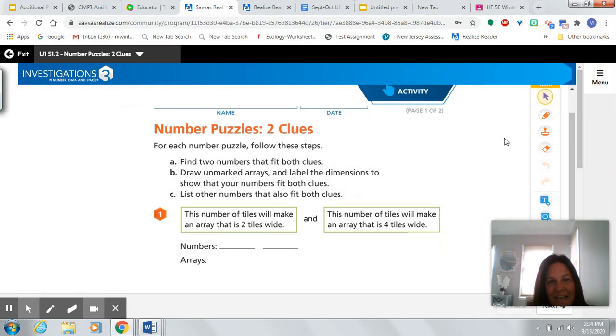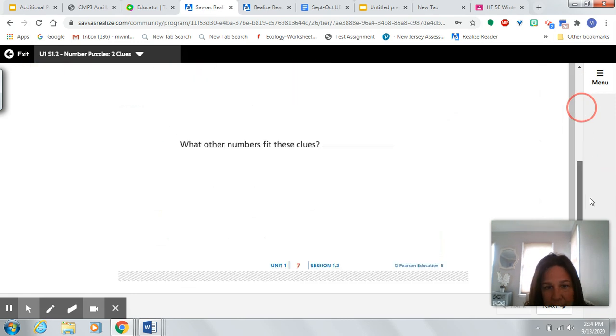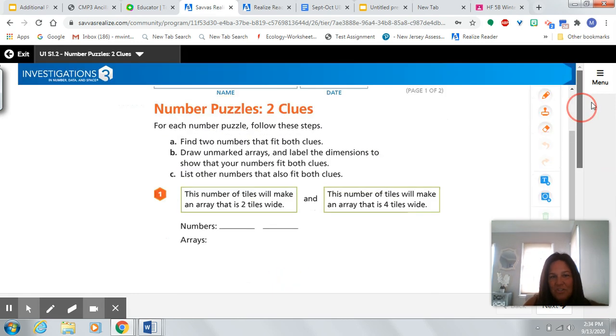That is going to be student activity book page 7. So this is page 7 in your student activity book. I'd like you to complete this. It says for each number puzzle, follow these steps. Find 2 numbers that fit both clues. Please draw unmarked arrays and label the dimensions to show that your numbers fit both clues.